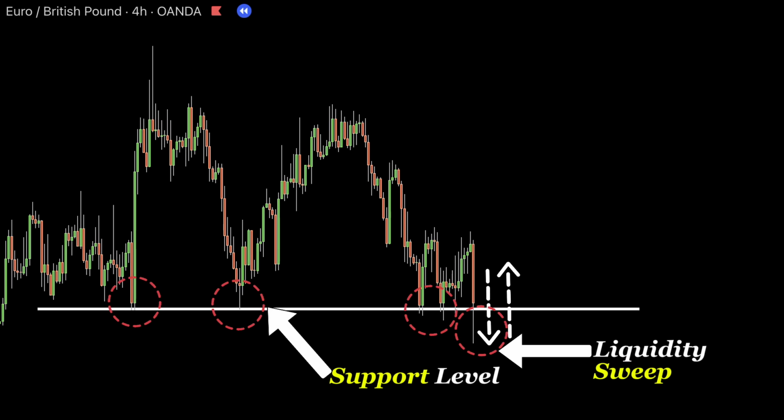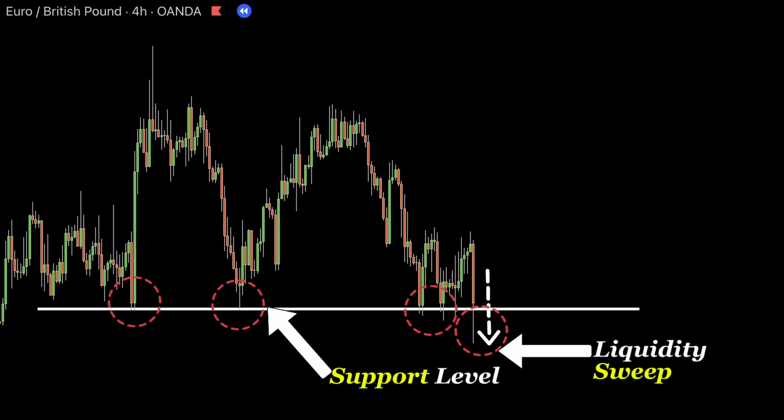This is a typical footprint of market makers and often signals that upward movement is likely to follow. From a smart money perspective, this creates a valid buying opportunity. Liquidity sweeps at support frequently precede impulsive moves higher. Before executing the trade, however, we confirm the idea using the higher time frame.